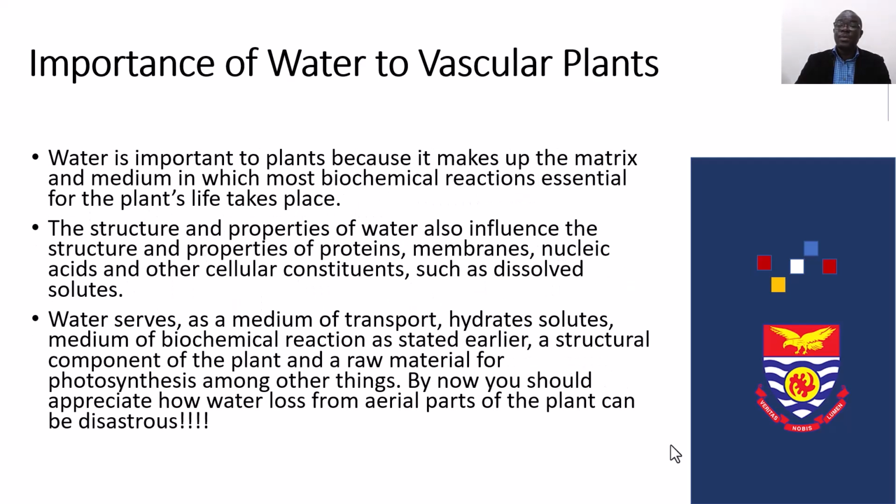Water is important to plants because it makes up the matrix and medium in which most biochemical reactions essential for the plant's life take place. The structure and properties of water also influence the structure and properties of proteins, membranes, nucleic acids, and other cellular constituents such as dissolved solids. So water serves as a medium of transport, hydrates solutes, is a medium of biochemical reaction as stated earlier, a structural component of the plant, and a raw material for photosynthesis, among other things. By now, you should appreciate how water loss from aerial parts of the plant can be disastrous.